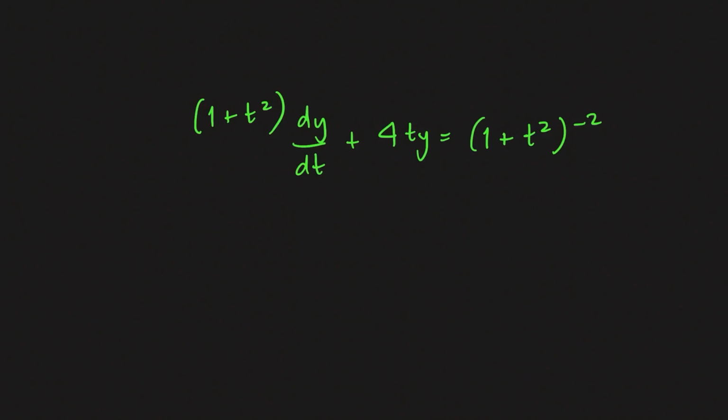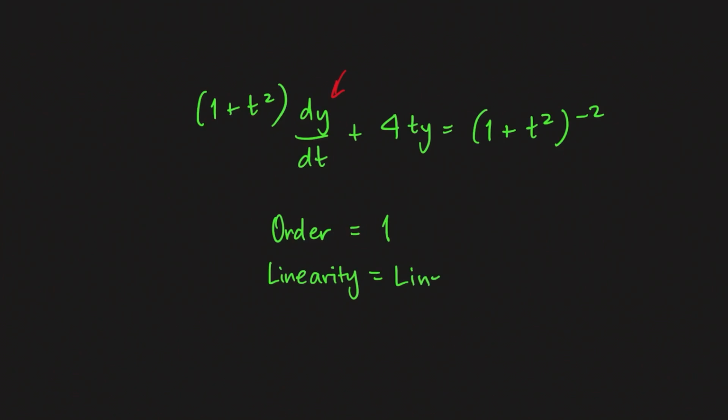Here in this differential equation, what is the order of this? The order of this is first order because of this term right here. The linearity of this, is it linear or non-linear? In this case, it is linear. And it is linear when the power of the derivative and y is 1.